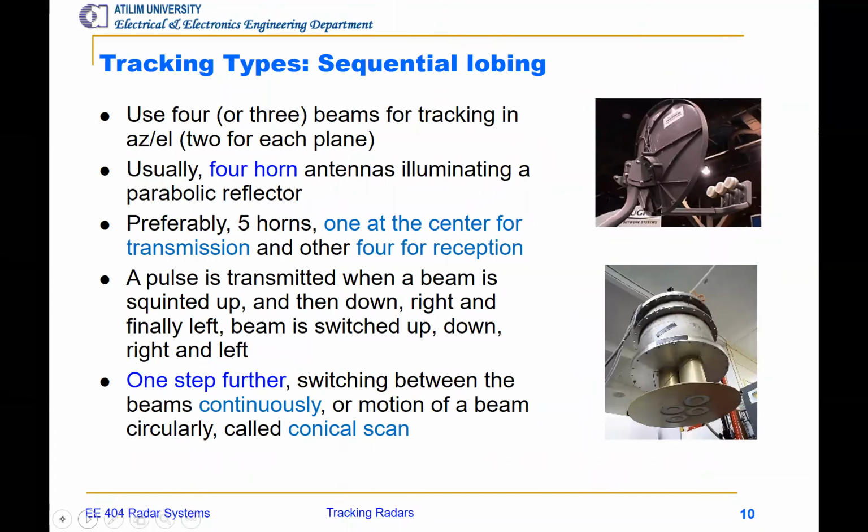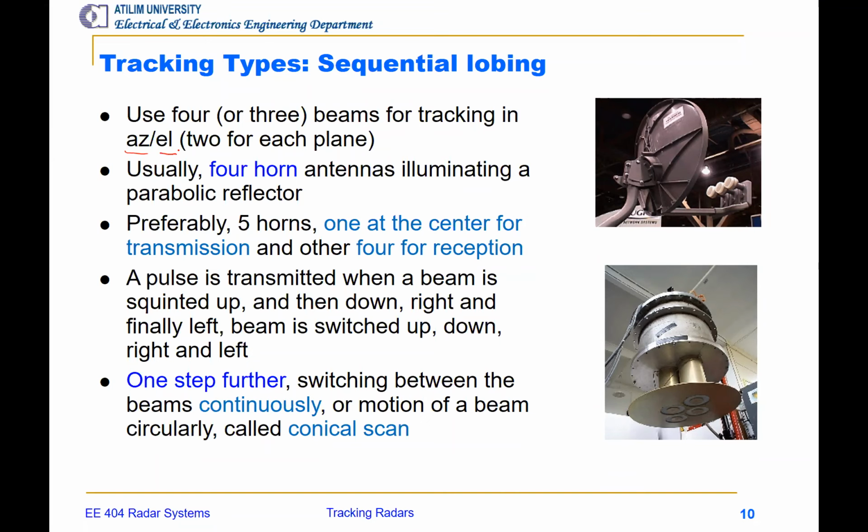For 3 dimensions, as we said earlier, we use more than 3 beams for tracking in azimuth and elevation. Usually there are 4 or more beams. Here there are 2 figures showing some antenna systems to generate those beams.